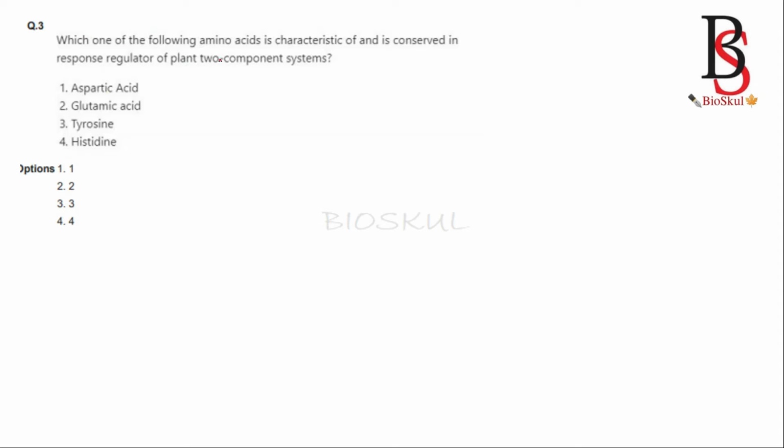Question number 3. Which one of the following amino acids is characteristic of and is conjugate in response regulator of plant two component system? In plants and most of the bacteria there is a common signaling pathway which is known as the two component system. In the two component system, one component is known as the sensor and another one is known as the response regulator.